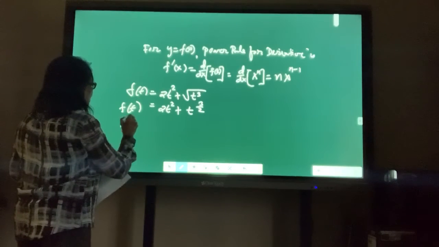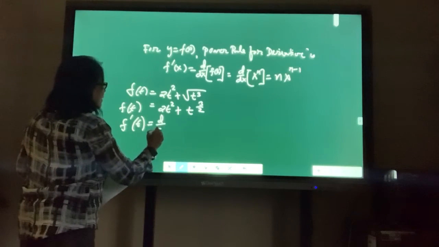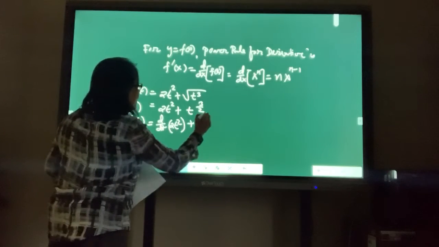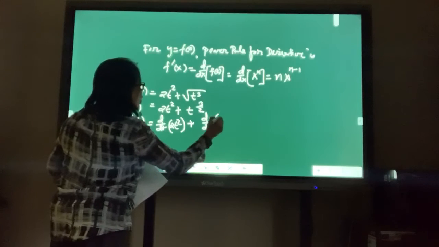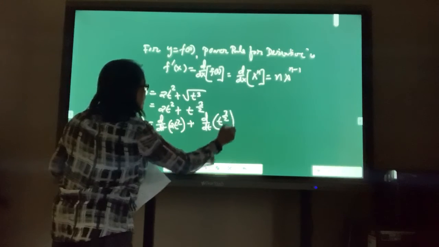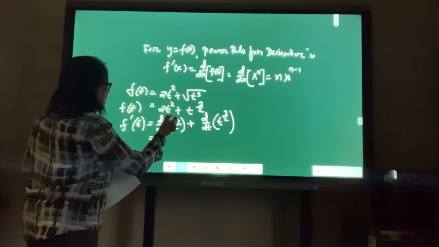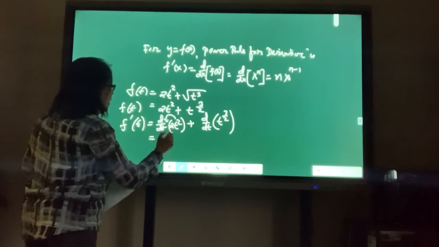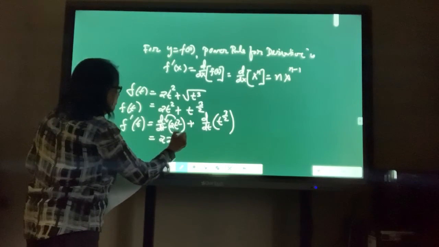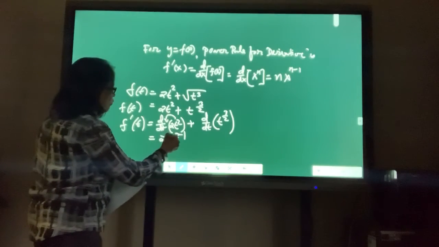So let's put the notation first, which is f prime of t. We will say d over dt of this first function, plus d over dt of t to the power 3 by 2, which is the second function. Now use the power rule of derivative on each. So bring the power on this side, which is a 2, write down the function 2t, but subtract 1 from the given power. So that is the power rule for this one.